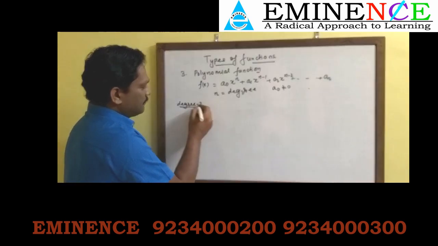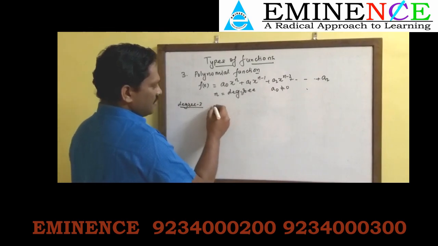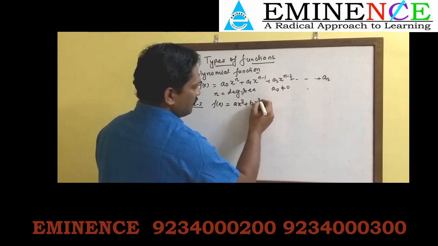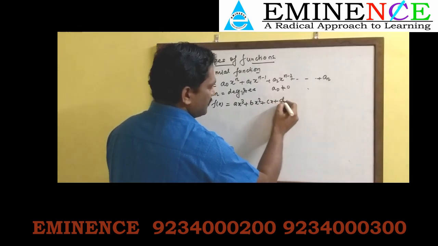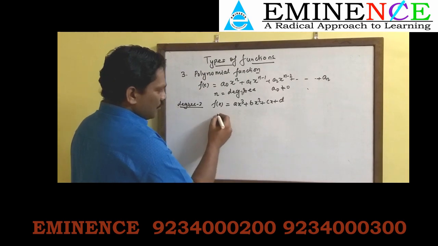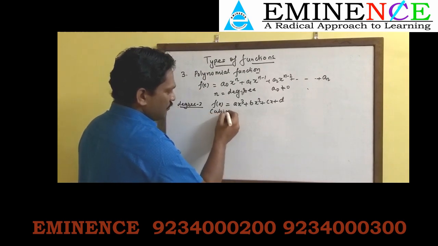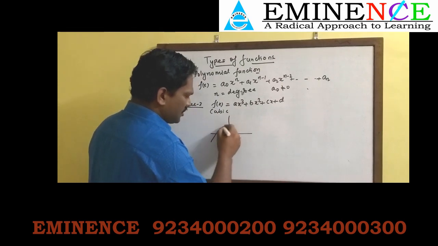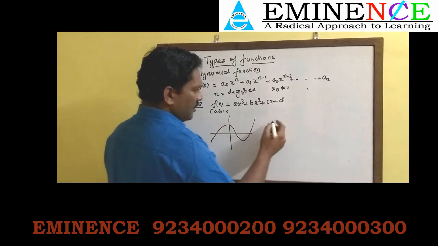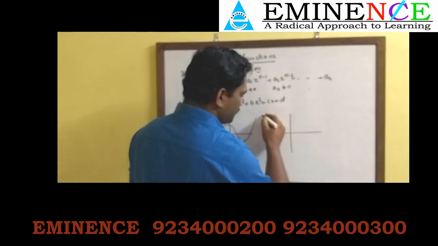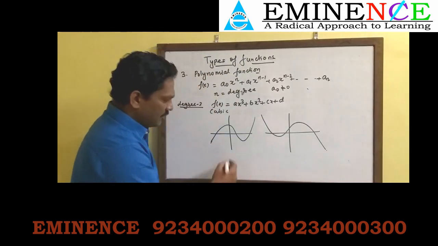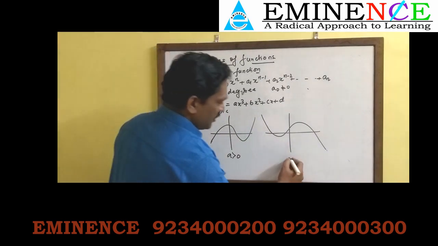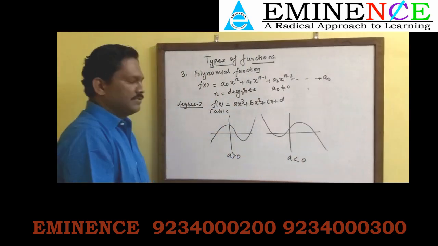Now degree 3. A degree 3 polynomial f(x) equals ax cubed plus bx squared plus cx plus d. This is called a cubic polynomial. A cubic polynomial can have a shape like this. These shapes are just outlines, not necessarily true always. So if a is positive, the basic shape is increasing. If a is negative, the basic shape is decreasing.